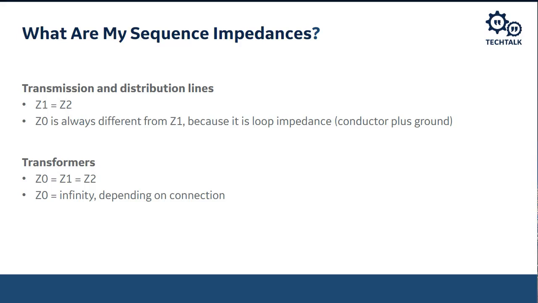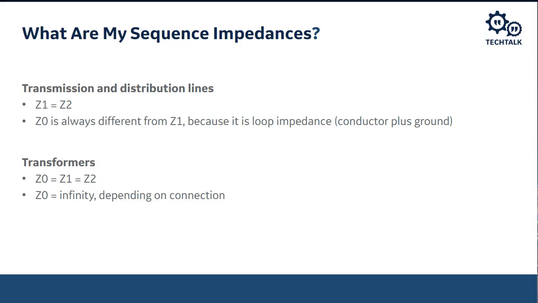Now on transformers, typically Z0 equals Z1 equals Z2. They're all the same. Except those transformers, depending on the connection and where your metering location is, Z0 may be infinity because of your location, your metering location, and the way you're interconnecting and transformer connection.